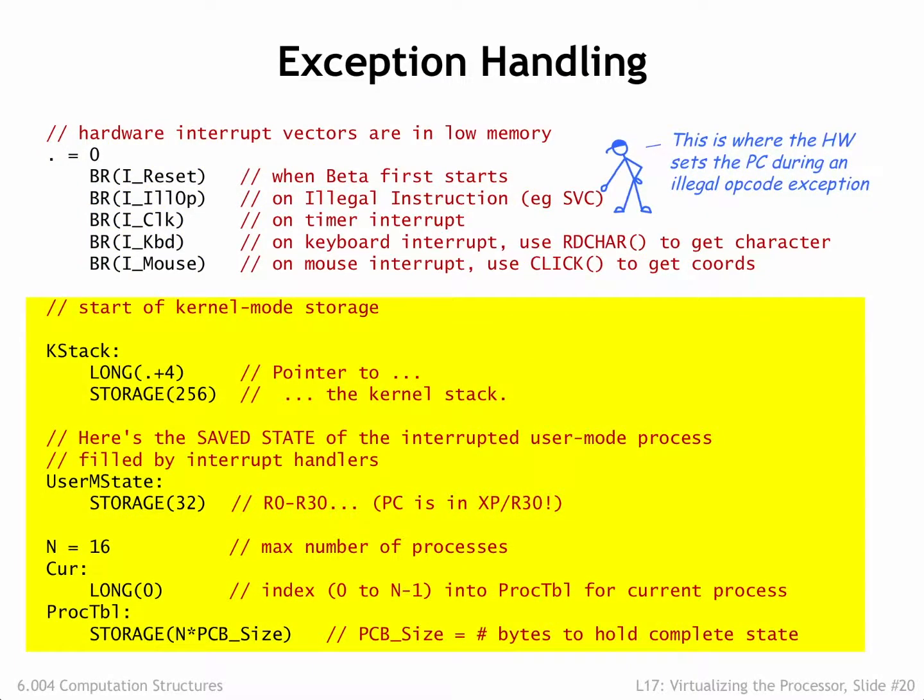Immediately following is where the OS data structures are allocated. This includes space for the OS stack, user M state, where user mode register values are stored during interrupts, and the process table, providing long-term storage for the complete state of each process while another process is executing.